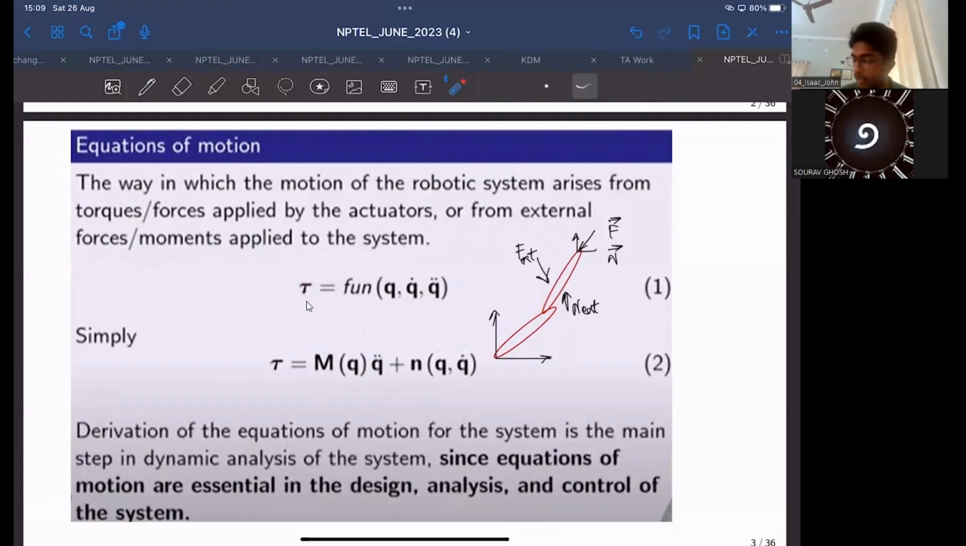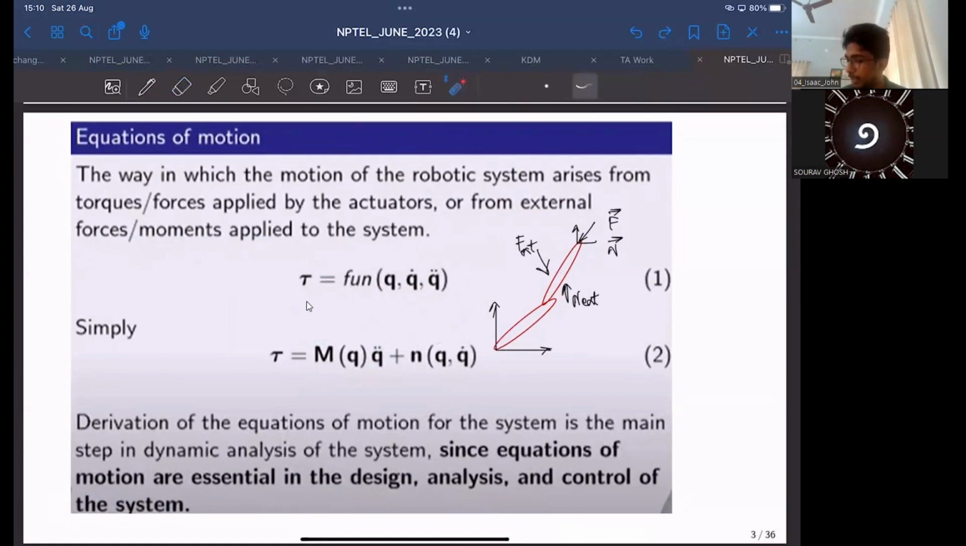This does not mean the unit should be torque. This is a generalized vector comprising forces as well as torques. Depending upon the kind of joint, if it is a prismatic joint, tau means force, or if it is a revolute joint, tau means the torque. So this is a mapping between the torques acting on all the active joints and the trajectory of each of these joints. Q dot and Q double dot are the trajectory of all the active joints within the robot.